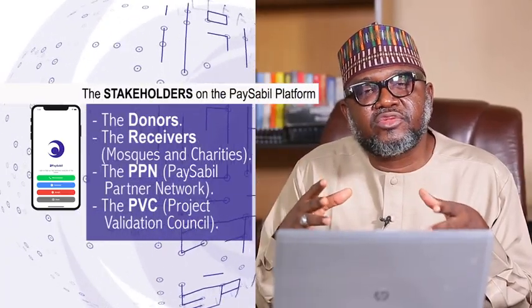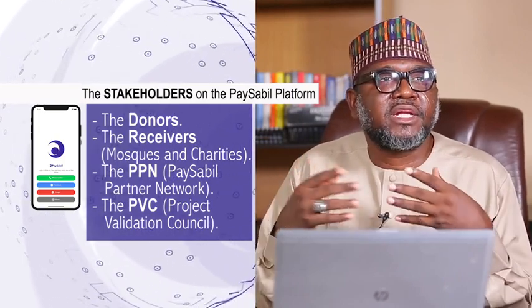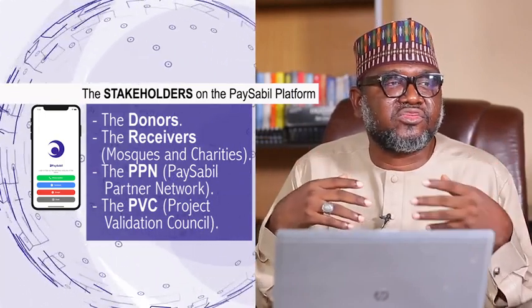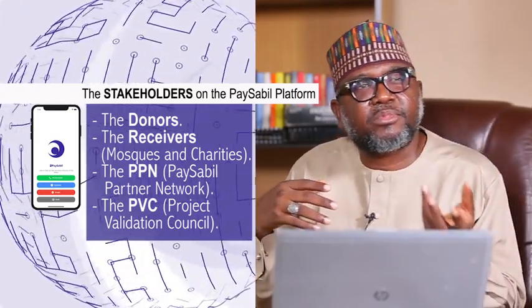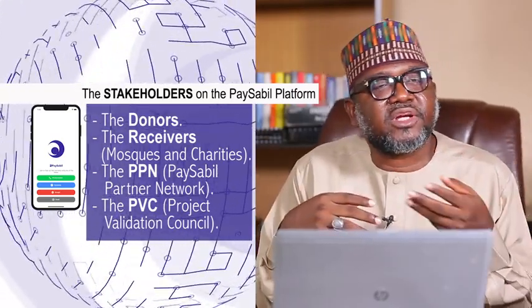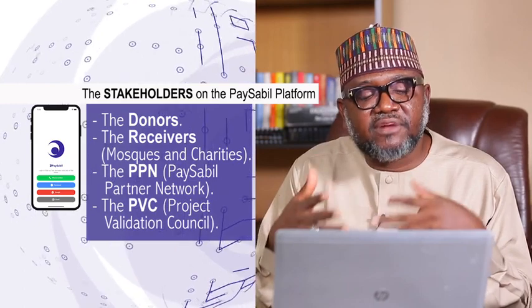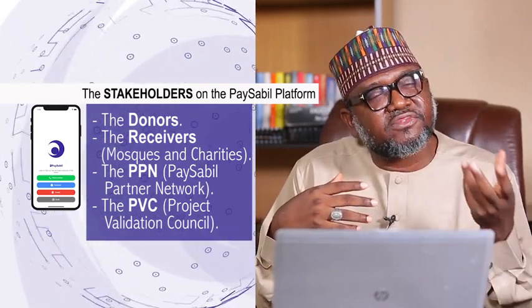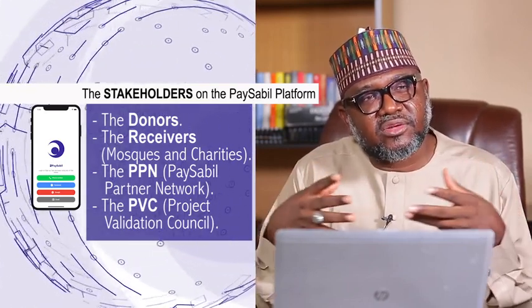The PaySabil Partner Network comprises young men and women that go around to validate, to verify, and to present the PaySabil platform to mosques and charity organizations. And then lastly, we have the PVC, which is the Project Validation Council. This is a council that goes around to make sure that whatever has been donated or contributed or processed through the PaySabil platform is judiciously invested as intended. So these are the stakeholders that we have on our platform.